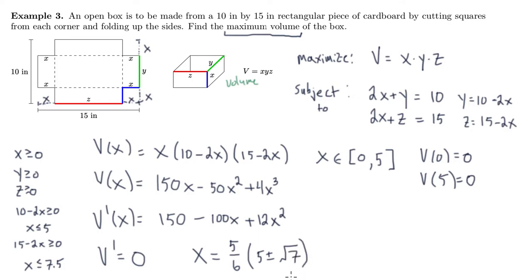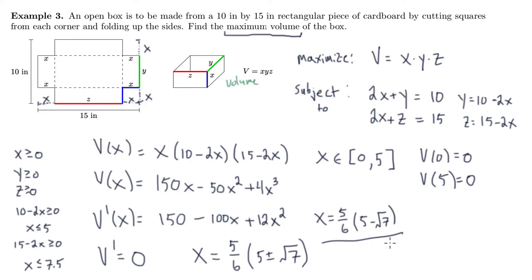Then you just compute these numbers, and if you take 5 plus square root of 7 and multiply by 5/6, that's going to be larger than 5. So the only feasible solution, the only x value or dimension that's contained in the domain that we're interested in, that's going to give us a real box, is x equals 5 over 6 times 5 minus square root of 7. So that's the x dimension that's going to give us actually the maximum volume.